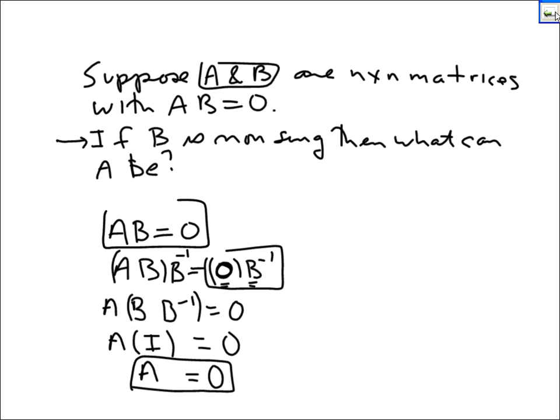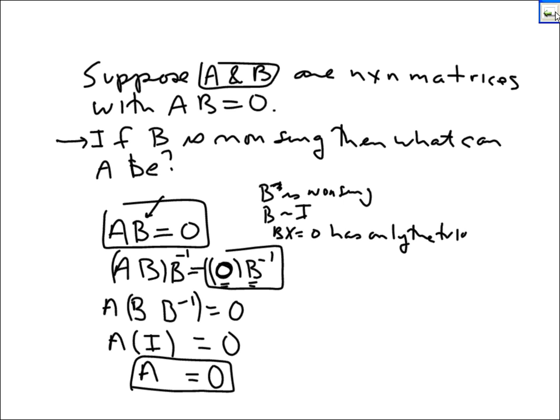If A times B is 0 and B inverse exists, then A must be the 0 matrix. If AB is 0 and B is non-singular, that is, if the inverse of B exists, if B is non-singular, if B is row equivalent to I, and Bx equals 0 has only the trivial solution.